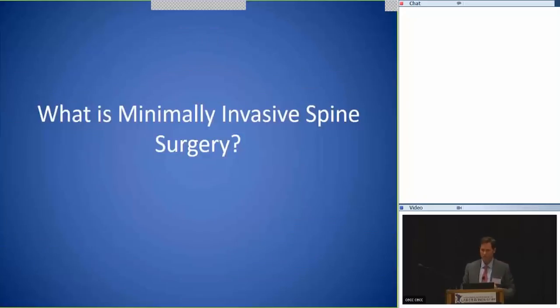So minimally invasive spine surgery. What is it? Well, I don't know. Everybody's got a different definition, okay? I think the goal is simple. We're trying to do the same things that we did with open surgery, but with less collateral damage. Smaller skin incisions, smaller damage to the muscle and surrounding soft tissues, okay?